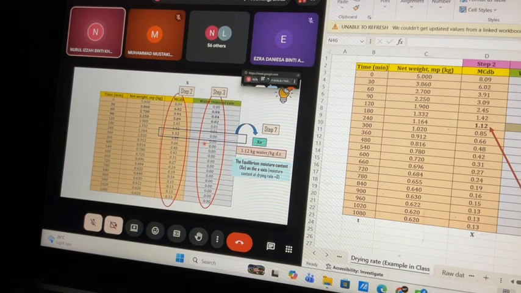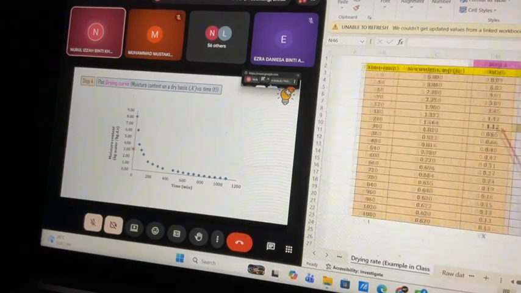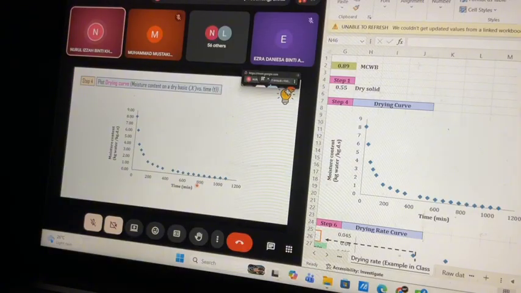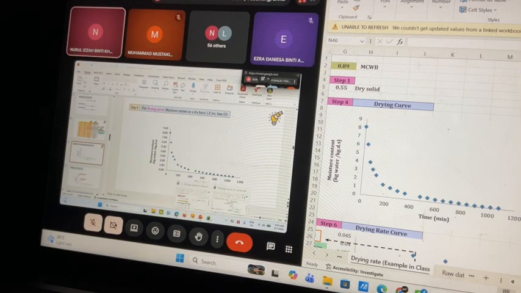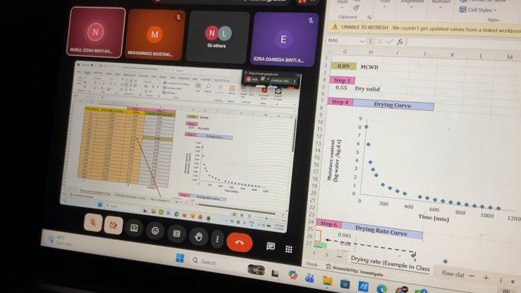Okay, so now you're going to plot the drying curve first. The drying curve is the moisture content on a dry basis versus the time. So you will get this graph. So we're going to see the Excel. First, step 2. Okay, you have to know the dry solid.